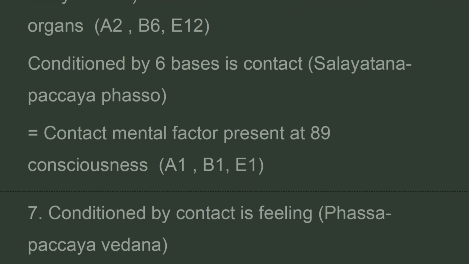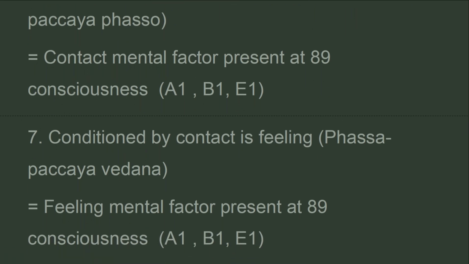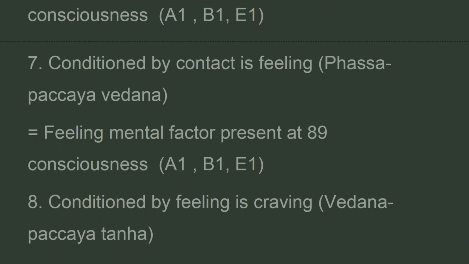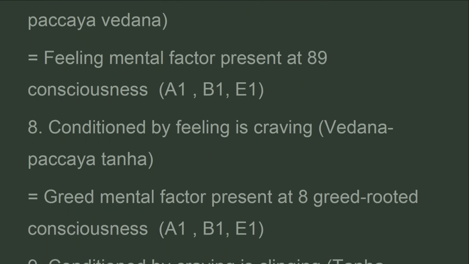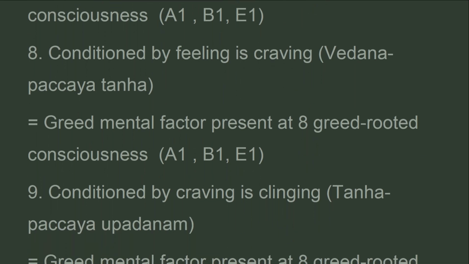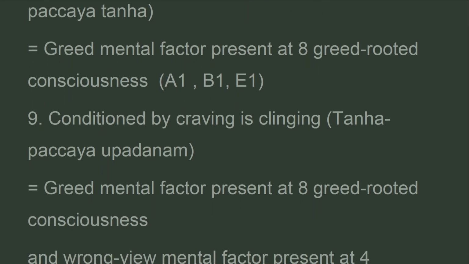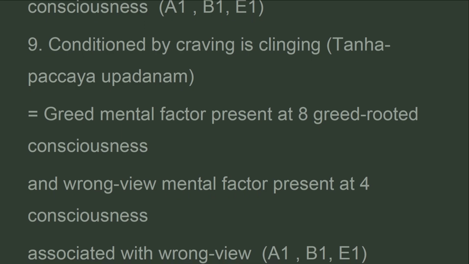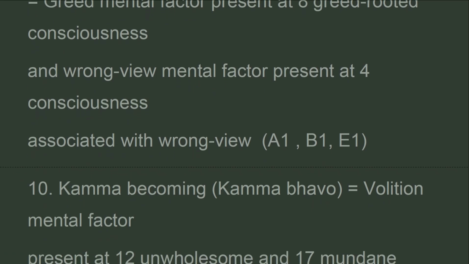6. Conditioned by 6 bases is contact equals contact mental factor present at 89 consciousness. 7. Conditioned by contact is feeling equals feeling mental factor present at 89 consciousness. 8. Conditioned by feeling is craving equals greed mental factor present at 8 greed-rooted consciousness. 9. Conditioned by craving is clinging equals greed mental factor present at 8 greed-rooted consciousness and wrong view mental factor present at 4 consciousness associated with wrong view.